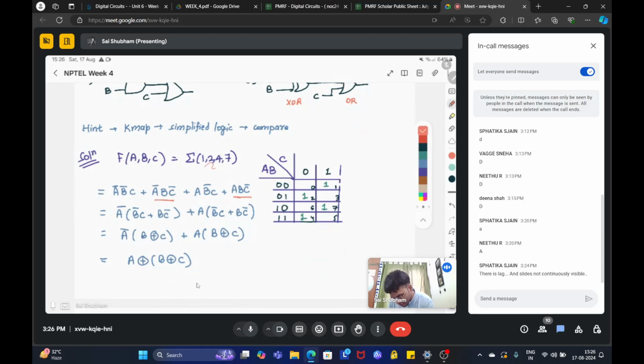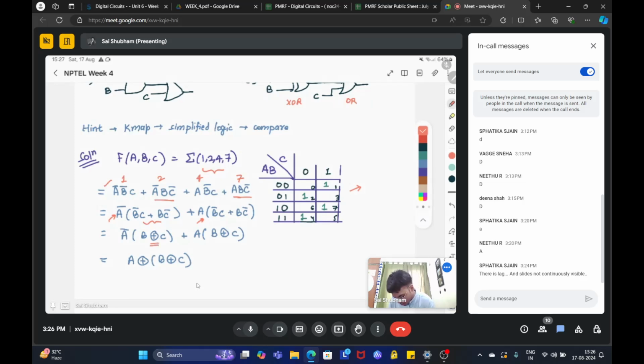We have simplified the expression. Then we figured out that we cannot simplify further using K-map. So this is the expression. This is 1, this is 2, this is 4, and this is 7 min terms. Okay. Then we club them together. Fine. This expression is basically XOR operation. Okay. So which we have represented here.